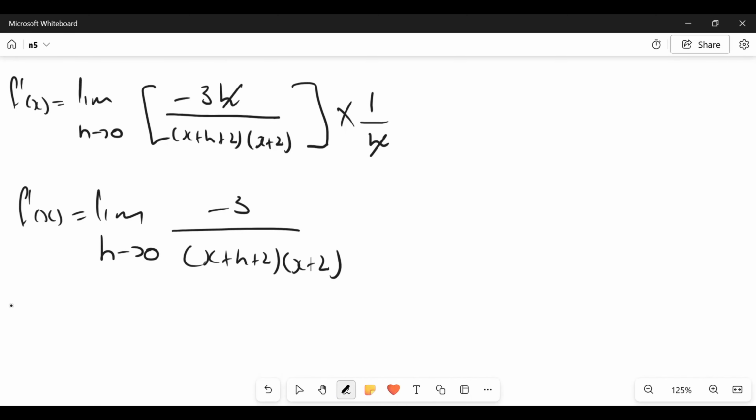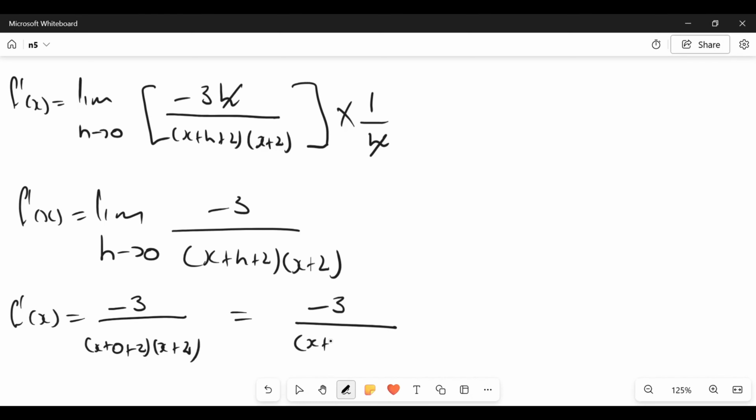So let's do it. It's going to be f'(x). This time around, we don't write the limit as h approaches 0 because we're going to substitute h. So we have negative 3 divided by (x + 0 + 2) multiplied by (x + 2), wherever there is h we substitute with 0. On the numerator is negative 3, and we have x + 2 and another x + 2, because this one here is 0. So the final answer is negative 3 divided by (x + 2) all squared. This here is our final answer.